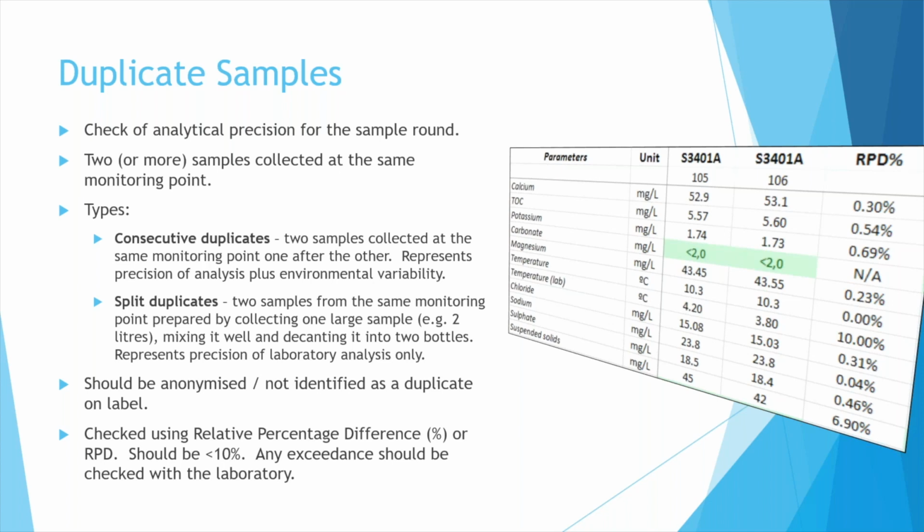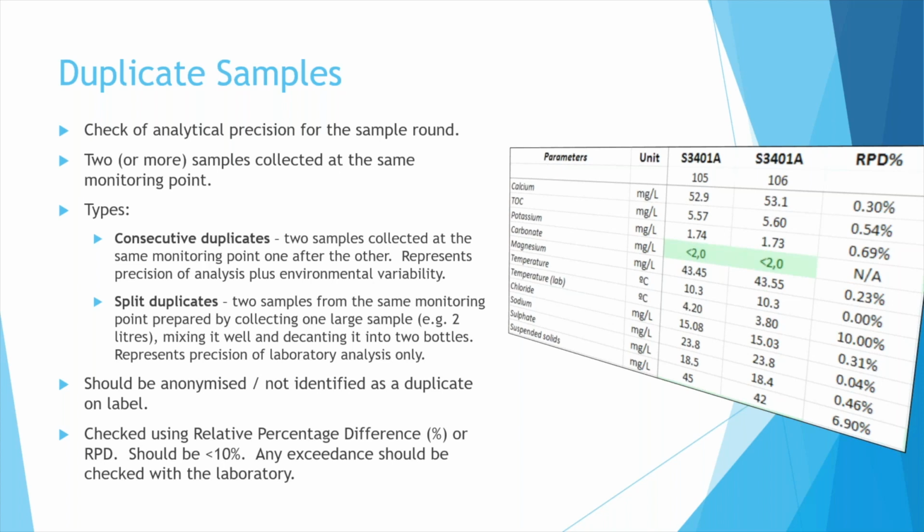during the analysis. Now, for duplicates, when you look at these during your quality control review, you need to have a look at calculating the relative percentage difference, which is calculated by the difference between the 2 results divided by the average result for the sample. And the RPD should be less than 10% for a duplicate sample. And again, any exceedance should be checked with the laboratory.